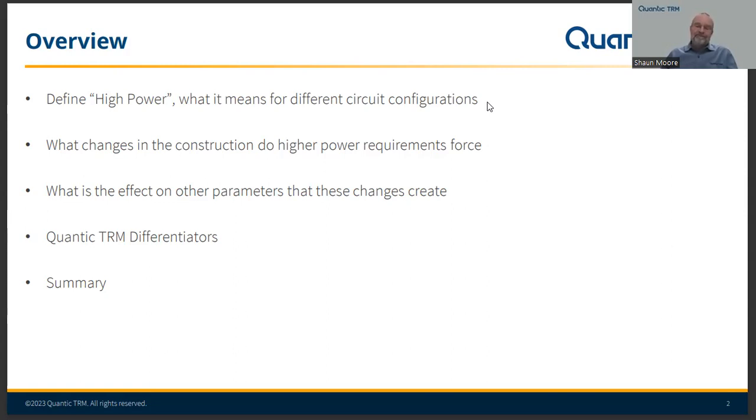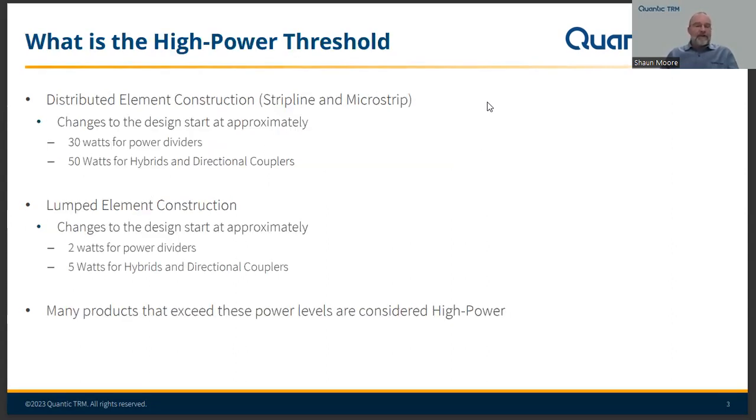Well, that sounds good. And maybe to get started, what exactly is the high power threshold? Sure. So the high power threshold really comes down to this: if you have a standard construction technique, there's a certain amount of power that they can naturally handle without doing anything special. And that's the threshold: not doing anything special.